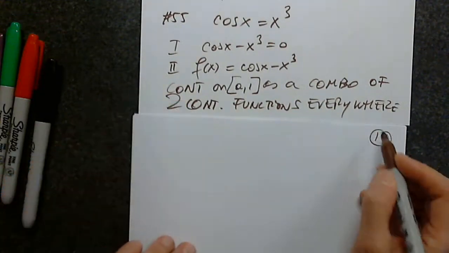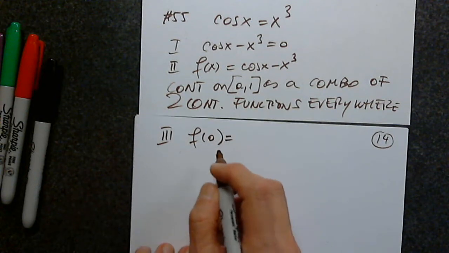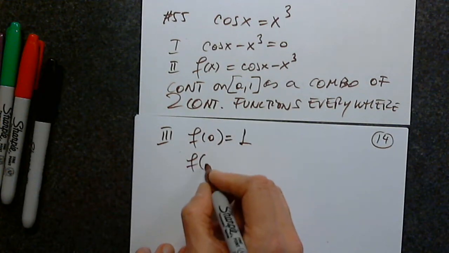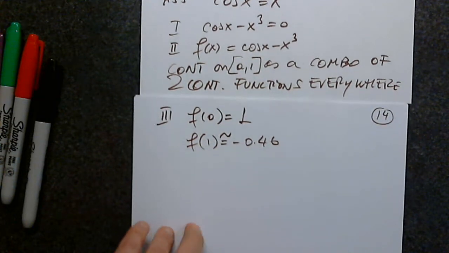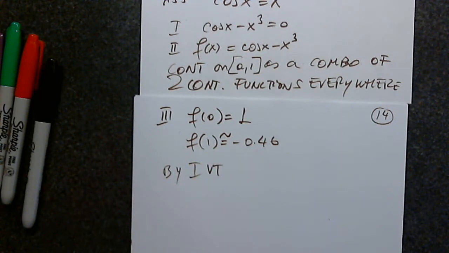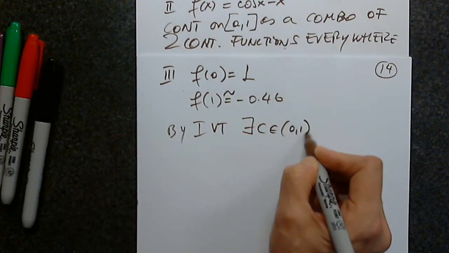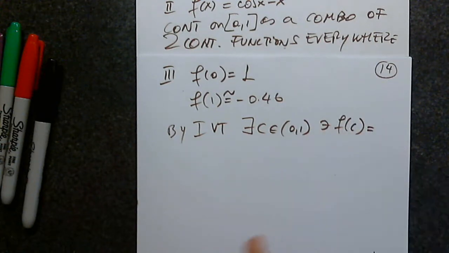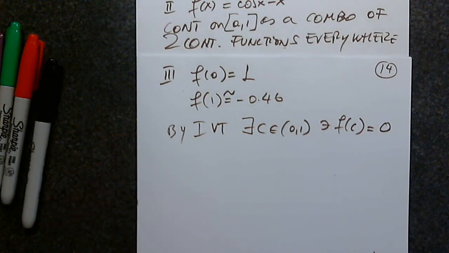And I'm done, basically. Now in step 3, I have to show that f of 0 is 1, and I have that f of 1 is negative 0.46 approximately. Then I'll say by IVT, there exists at least one C in the open interval (0, 1) such that f of C is guaranteed to be 0. Any questions?